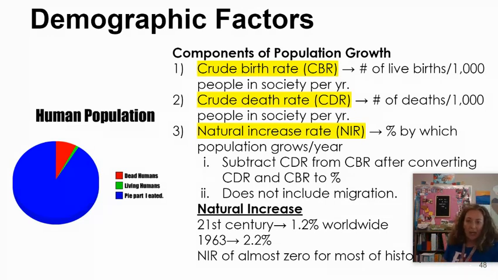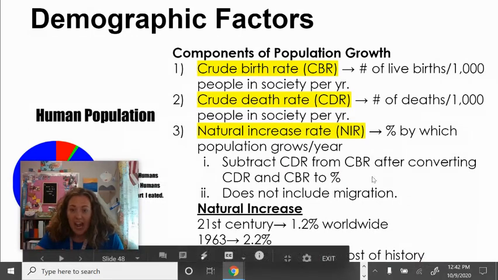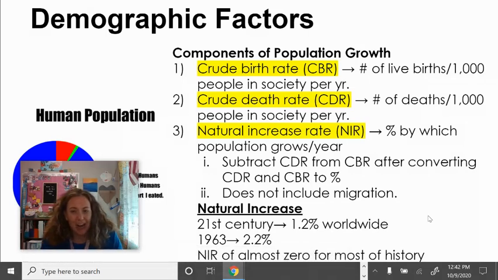In the 21st century, worldwide, we had a 1.2% natural increase. In 1963, that was actually at 2.2%, which is pretty significant. And up until that point, all the way through most of history, we were at almost zero. So this has just changed over time. These demographic factors are impacted by economics, and by social, political, and natural processes. Keep in mind, natural increase rate does not include migration. This is simply what is happening naturally.